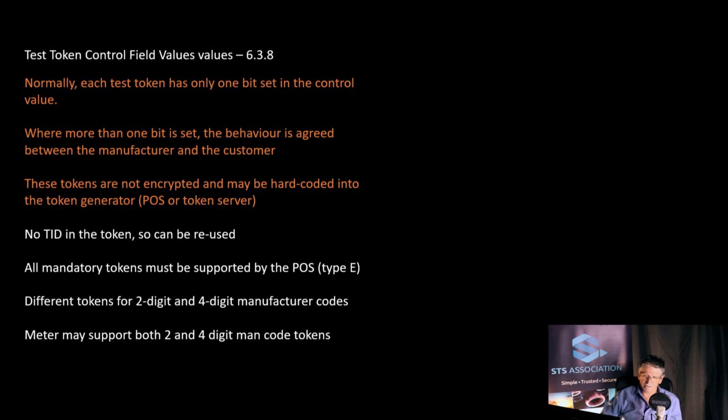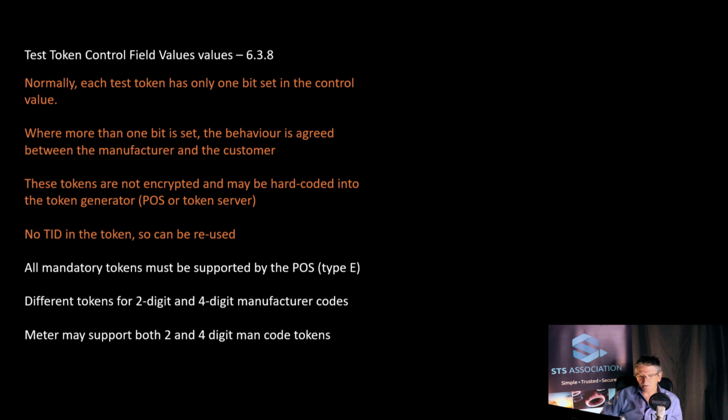The security module cannot generate these tokens because they are not encrypted, so the security module doesn't know what to do with them. So they could actually be hard-coded in, either into the token server or the point of sale. There is no token identifier in the token either, so it can be reused multiple times. So technicians often carry some of these test tokens printed on a piece of paper, and they refer to them when they get to a meter.